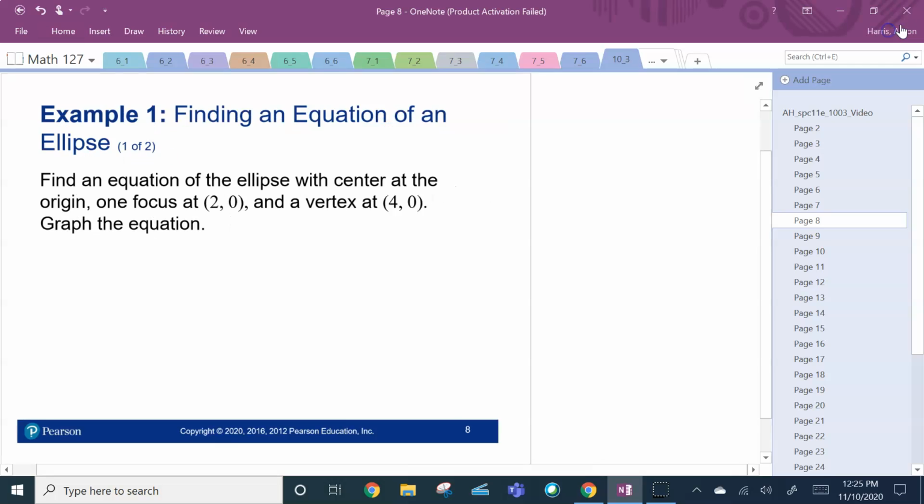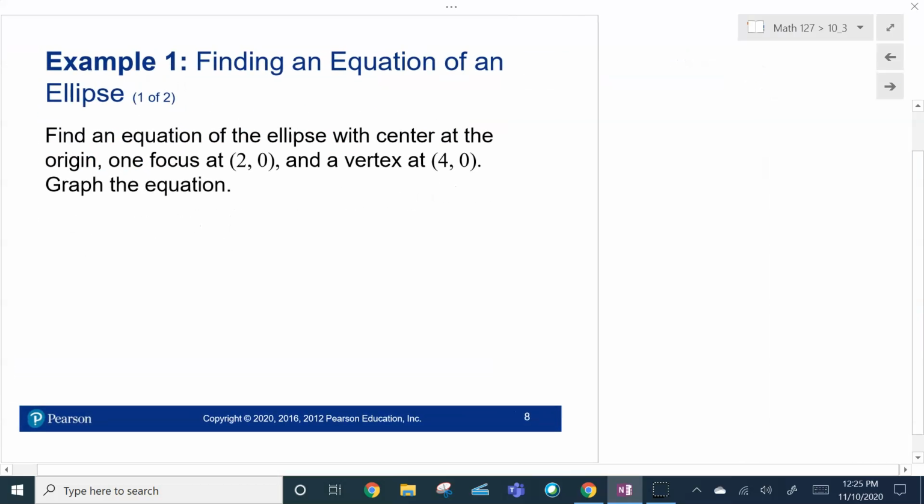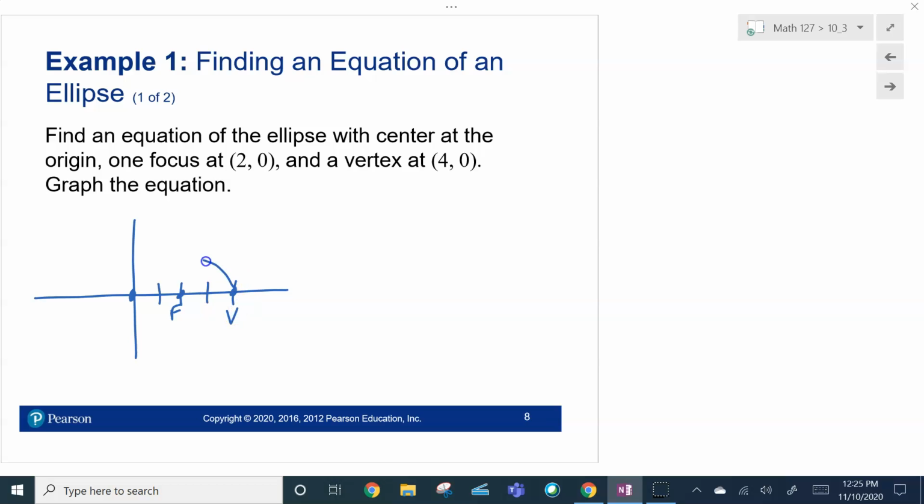Find an equation of an ellipse with center at the origin. Let's draw this thing. One focus is at (2, 0), so here's a focus, and I have the vertex at (4, 0). I don't know exactly what this looks like, but they're giving me a little information here. So it's elongated horizontally, in other words, the major axis is horizontal.